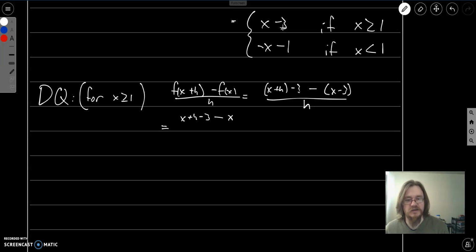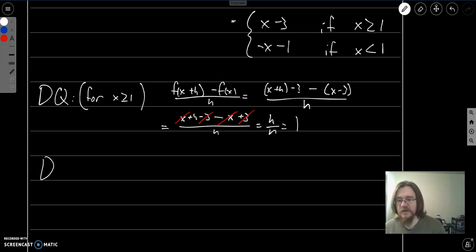Minus x plus 3 over h. We see that we have an x and a minus x. We've got a minus 3 and a plus 3. So what we're left with is just h divided by h, which is 1. And hey, that looks like the slope of this line, right? So this is good. So the difference quotient for x greater than or equal to 1.